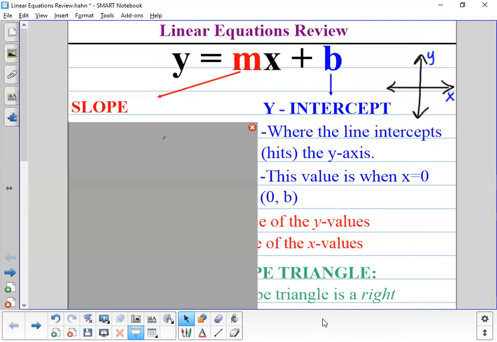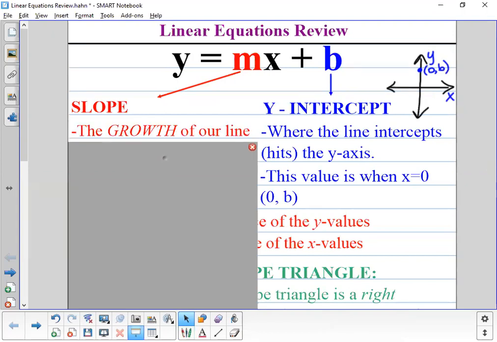The y-intercept is the value when x equals 0. So if I were to plug 0 in for x into my equation, I would end up with whatever value b is, and that would be my y-intercept. If I'm thinking about it as a point on the line, it would be the point (0, b). The x coordinate is 0, and the y coordinate is whatever that y-intercept is. So there's your introduction to the y-intercept. So now let's talk about the slope.